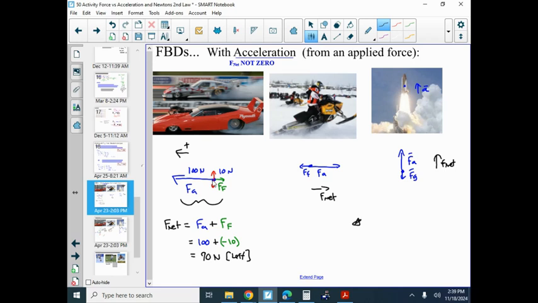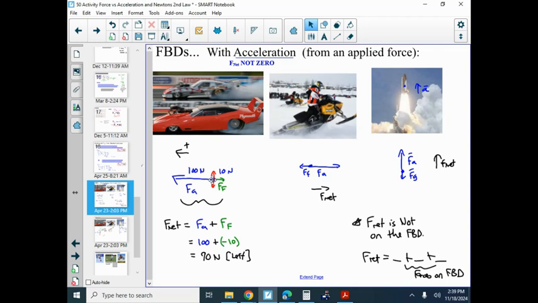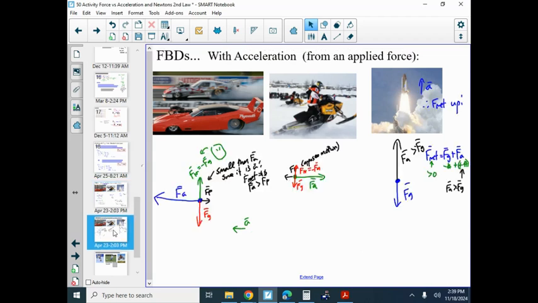Note that the net force is not on the free body diagram, right? F net is not on the free body diagram, right? F net equals the result of adding up all of the forces on the free body diagram. Okay, so that's something that really needs to be reminded later on in circular motion stuff. But right now, you shouldn't list that net force, of course.